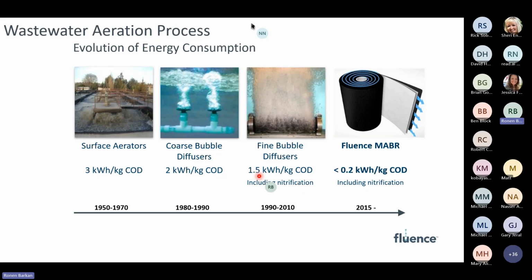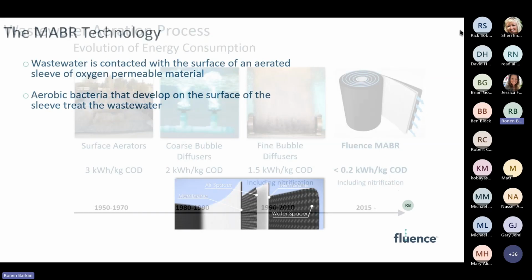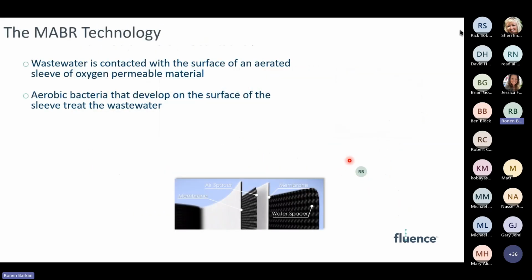And then in 2015, Fluence came on with the MABR technology, demonstrating it can knock down the energy associated with aeration by over 90%, reducing it down to 0.2 kilowatt hour for every kilogram of COD that is being removed. The way that this is being done is that in our MABR configuration, there are a couple more other ways that we're seeing MABRs being utilized.